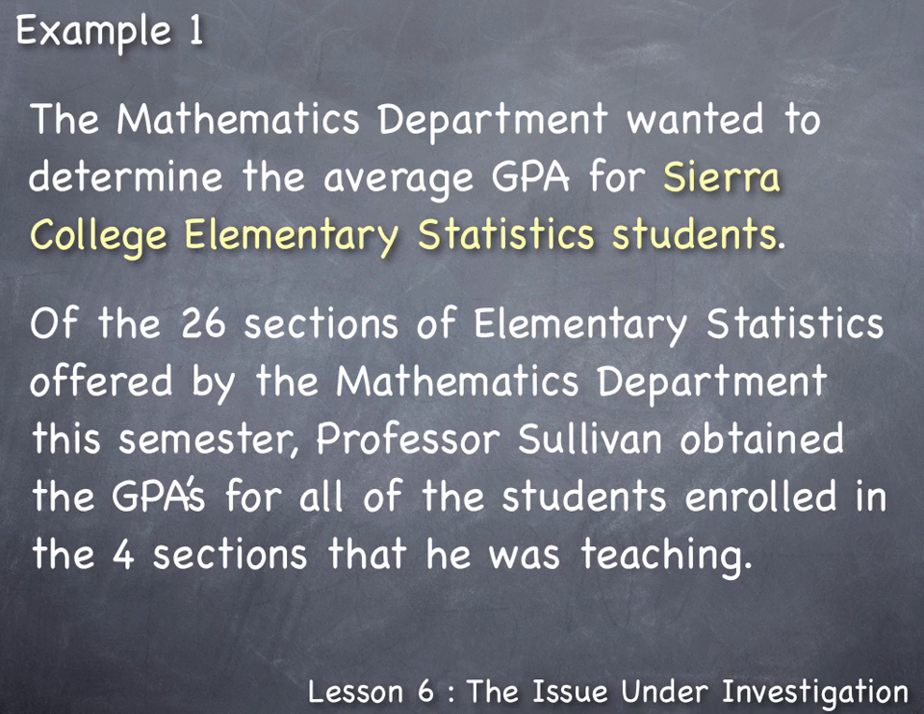The sample is just that part of the population from which data was collected. Here, Professor Sullivan obtained the GPAs for all of the students enrolled in the 4 sections that he was teaching. So the students belonging to these sections would be our sample.